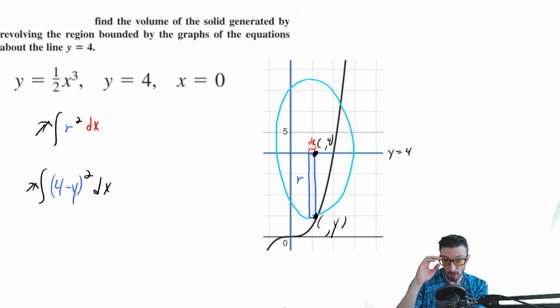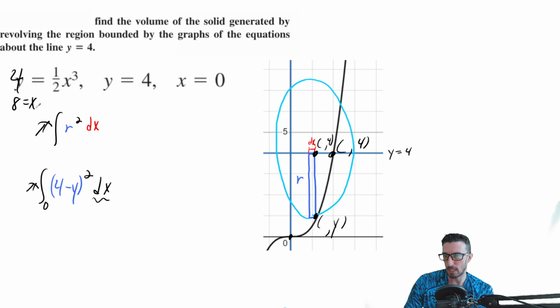Now you also got to figure out what the bounds of your integral are. Well, you're going from a small x coordinate to a big x coordinate. Your smallest x coordinate is 0, and your biggest x coordinate, well, I know that the y coordinate is 4 there, but I haven't figured out what the x coordinate is. So I got to plug in 4 for y here and solve for x. So I do that by multiplying by 2. I get 8 equals x cubed. Take the cube root, and you get x equals 2.